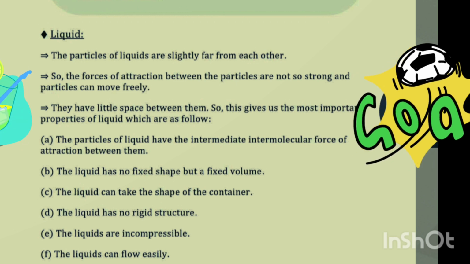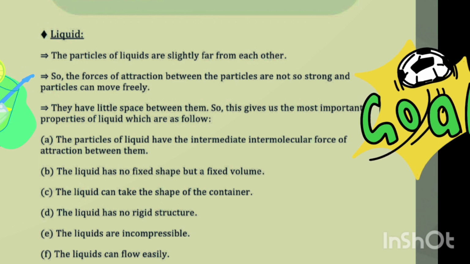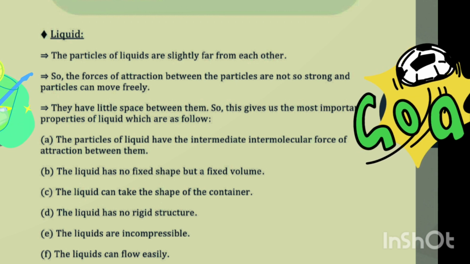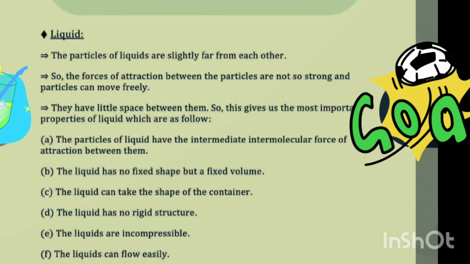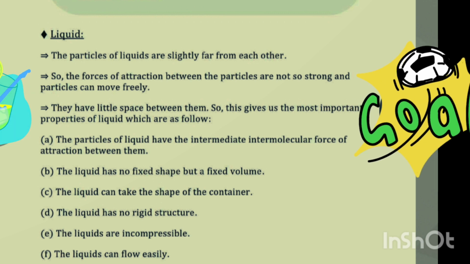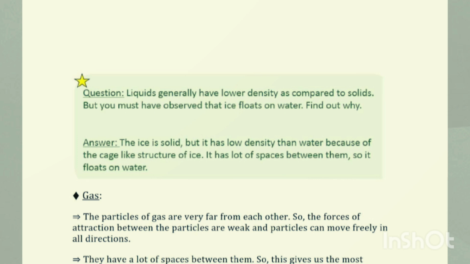These were the three from which, even though they were in different forms, they had the solid property. One more important property is the last property: the liquid can flow easily. We can see that the liquid can flow easily. These are the important points of the liquid.